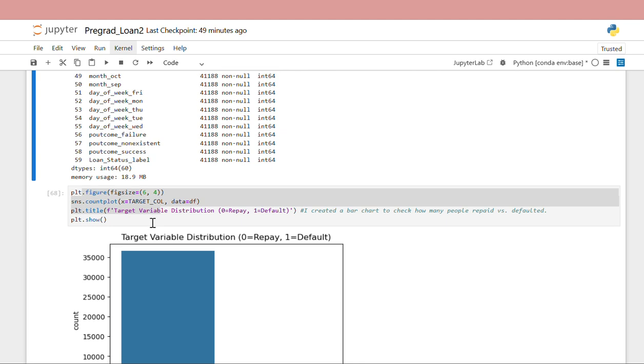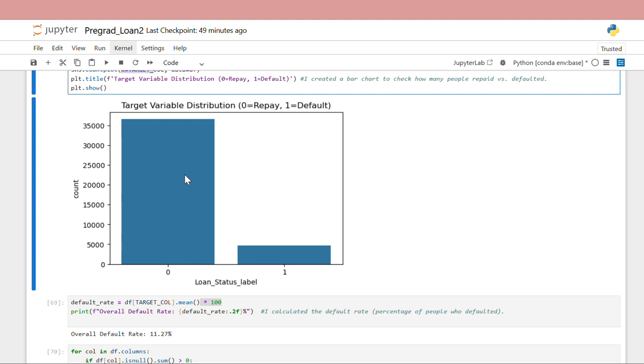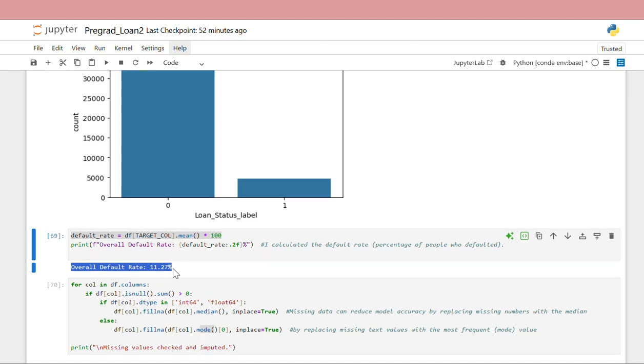Next, I checked the target column, which shows whether the loan was repaid or defaulted. I used a count plot from Seaborn to see how many people repaid versus how many defaulted. This gave us a clear visual idea about the data balance, whether most people repaid or defaulted. I have also calculated the default rate by taking the average of the target column and multiplying it by 100. This gave me the percentage of people who defaulted on their loans. The overall default rate is 11.27%.